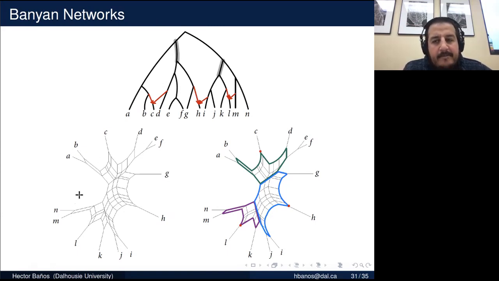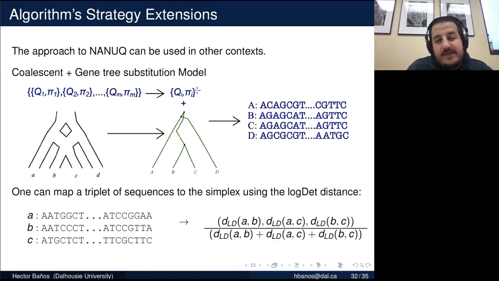For example, here we have a splits network that comes from NANUQ. And here you can see the underlying split structure, the dart structure. In fact, if you apply some of the rules, if you generalize them, you can get back your network. So again, I'm using the same ideas. We can also use this NANUQ approach in other contexts, and this is another thing we're working on.